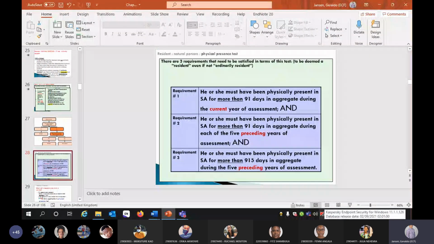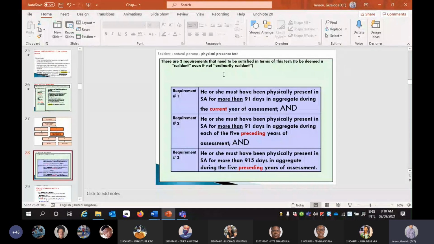A taxpayer must meet all 3 of them in order to be considered resident and to pay tax on that basis. So there are 3 requirements that need to be satisfied in terms of this test to be deemed a resident, even if you are not an ordinary resident.